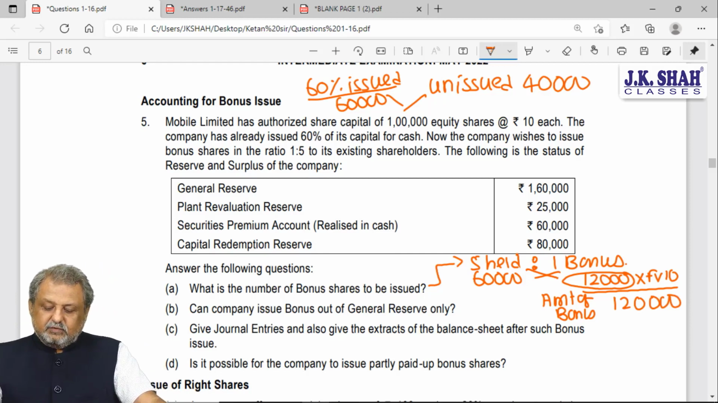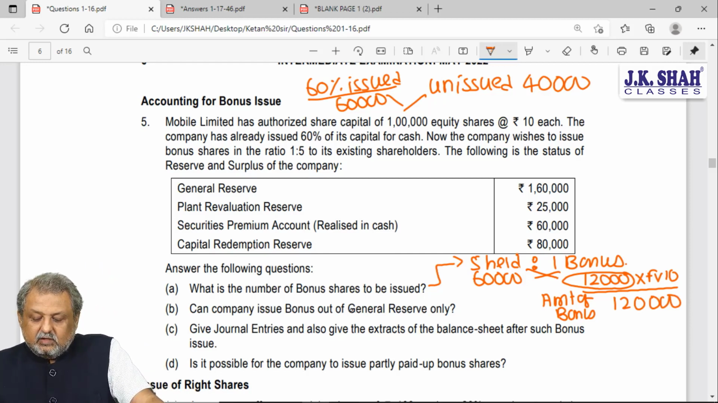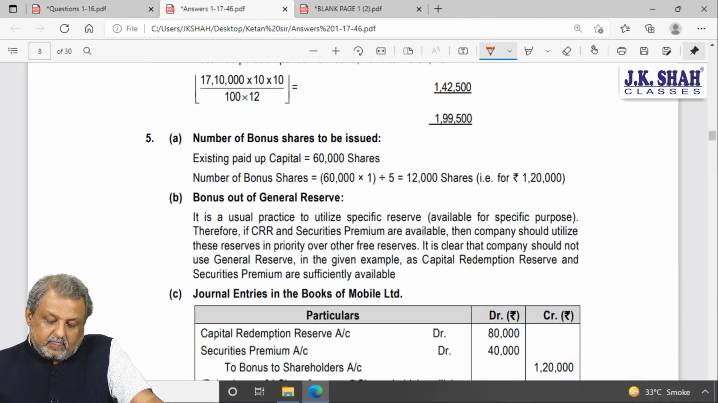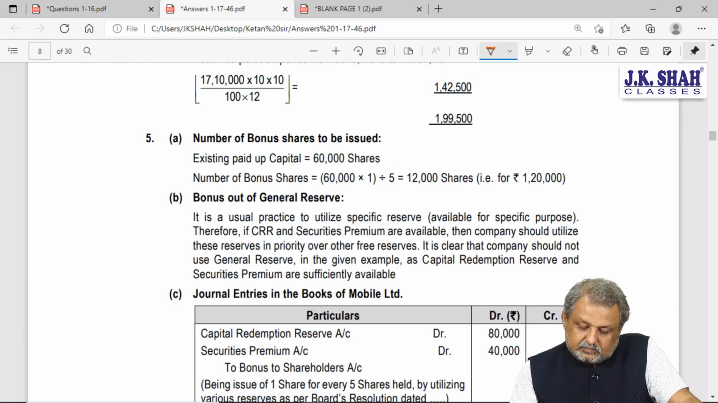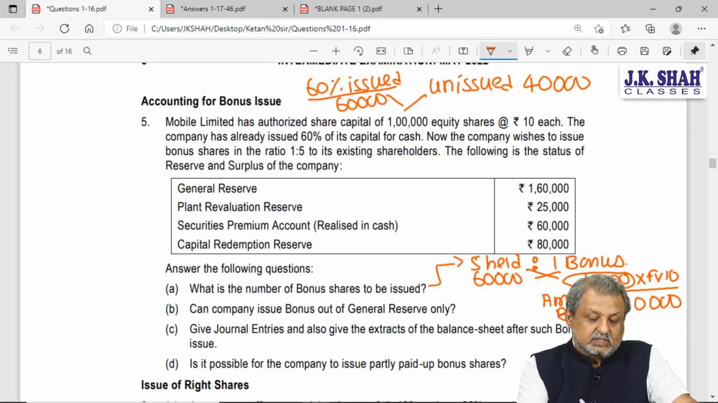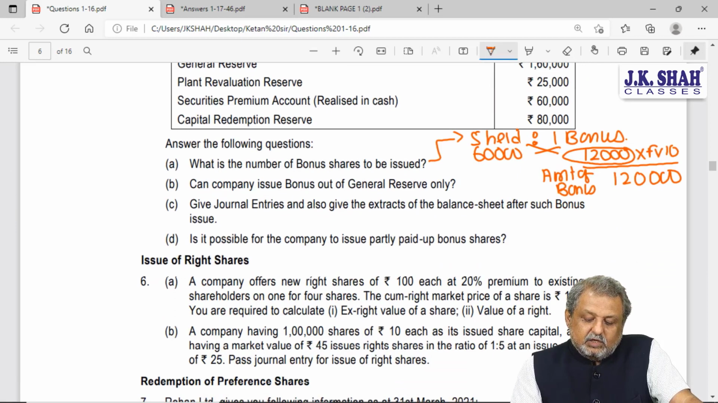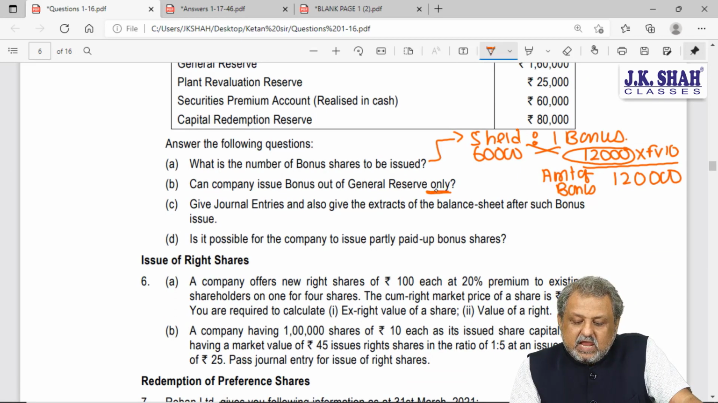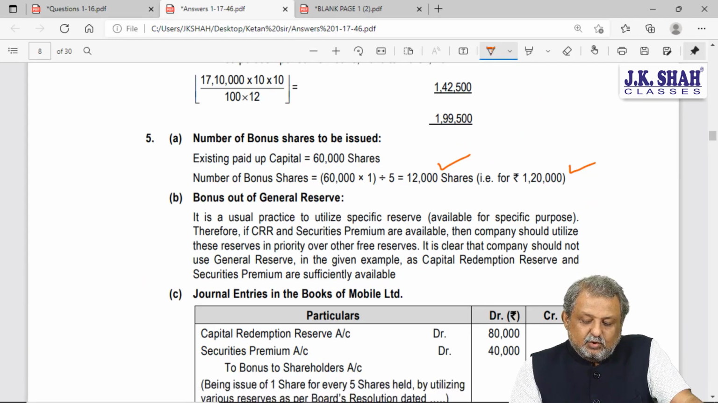So the answer to the first question is yes, the number of shares to be issued as bonus will be 12,000. And in terms of amount, face value, 1,20,000. Second question. Can company issue bonus out of general reserve only? Then naturally the answer is no.